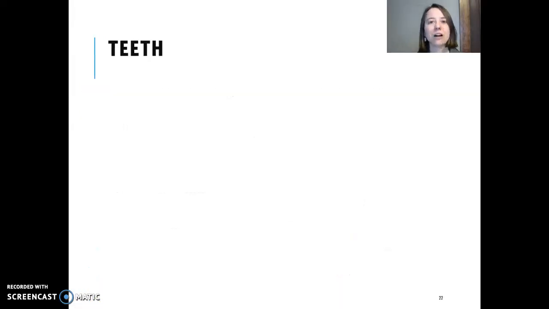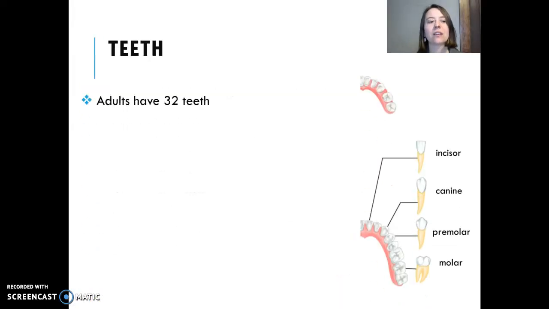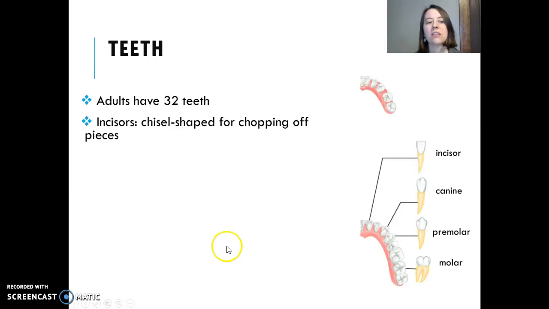Also in your mouth are your teeth. Adults have 32 teeth, and they are all shaped for their function. Incisors are the front two, and those are chisel shaped, and their function is to chop off pieces, let's say biting into an apple.